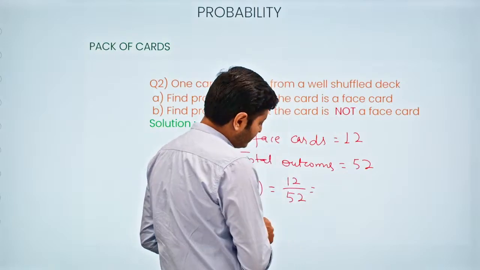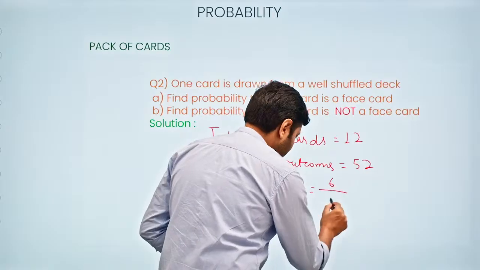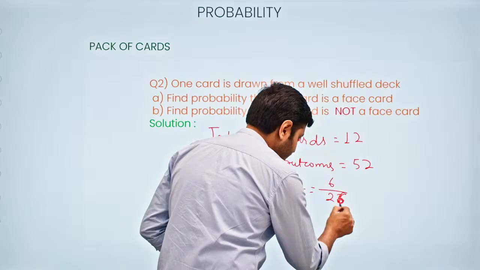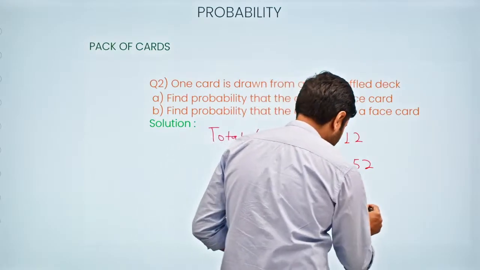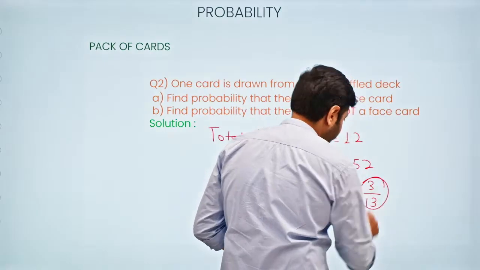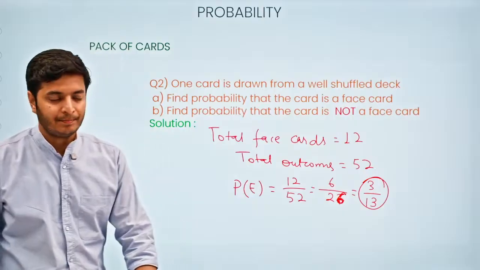So can we simplify this further? I guess 6 by 26, and again we can go with 3 by 13. Yeah, so 3 by 13 is the probability of getting a face card.